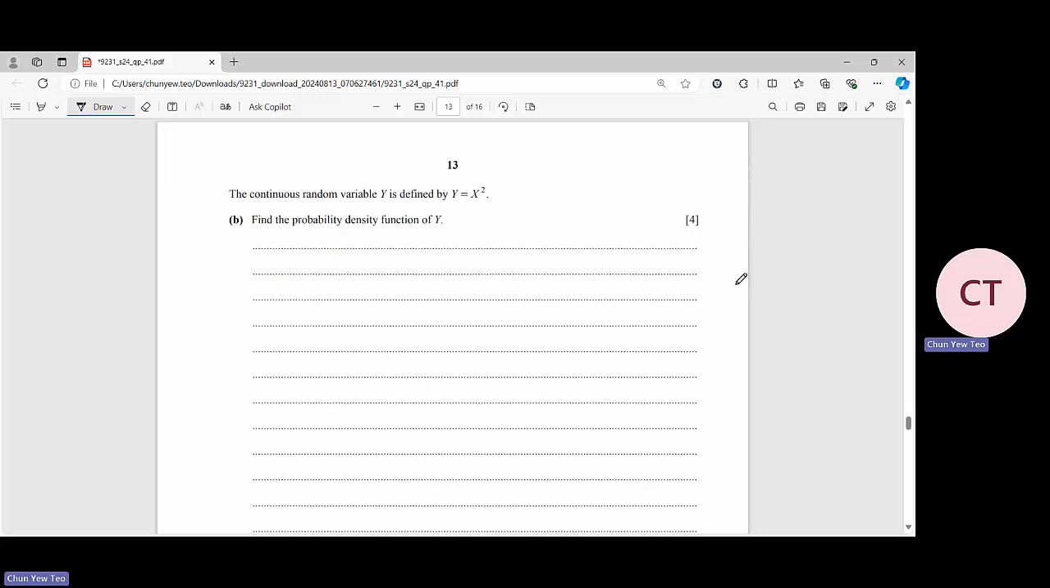Now the continuous random variable Y is defined by Y equals X squared. Find the PDF for Y. They are looking for the PDF, the probability density function. So we know that G(y) will be the probability of Y less than or equal to y. Since Y is X squared, that means X will be less than or equal to the square root of y. We only consider the positive square root of y, not the negative square root of y. So this will be the same as F of square root y.